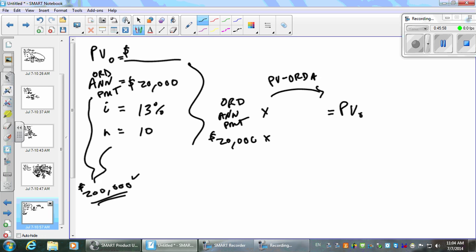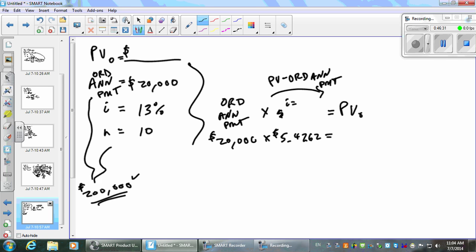Students in intermediate sometimes ask me, well, can I just use the formula? And the answer is, of course you can. Why not? Kids that are good at math would rather just use the formula. Fine, I don't care. So, what do we got? What is that factor again? 5.4262. So, that's the present value of an ordinary annuity factor.